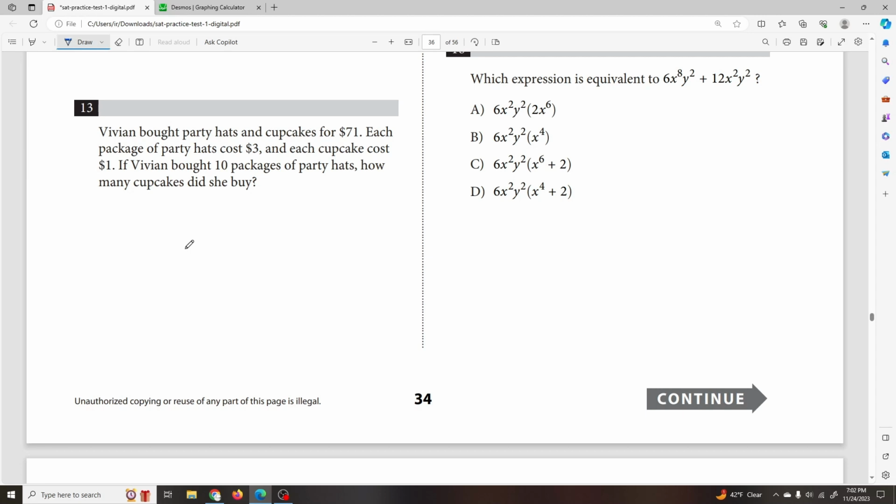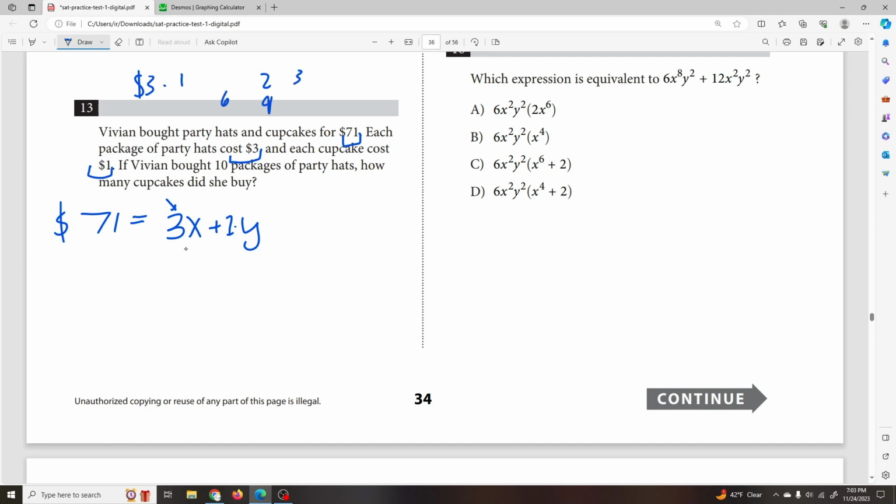So she bought party hats and cupcakes for $71. She knows that each package of party hats costs $3 and each cupcake costs $1. And if she bought 10 packages of party hats, how many cupcakes did she buy? So let's just represent this. So here we have $71, and this is going to be equal to 3x, where x is the number of packages of party hats, plus y, the number of cupcakes, right? So why are we doing 3x? We're doing 3x because 3 is the amount of money per one party hat, right? So if she has 2 party hats, it's 6.